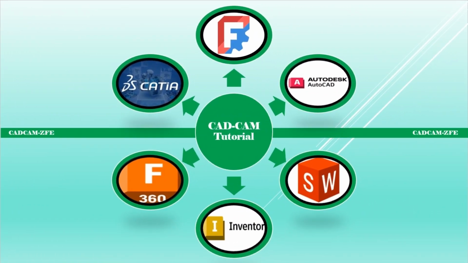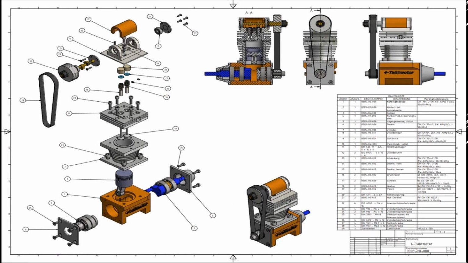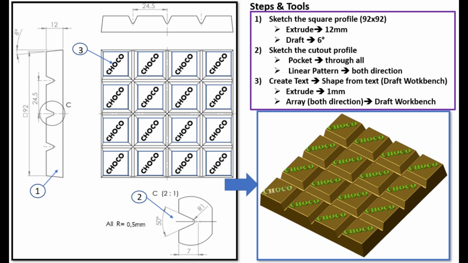In this tutorial, I will show you how to create a 3D model from an existing 2D drawing with the help of FreeCAD workbenches, such as Part Design, Draft and Part Workbench, and tools like Extrude, Draft, Pocket, Linear Pattern, Shape from Text, Array, and Fillet. This is the exercise for today: we need to convert this 2D drawing into a 3D solid part.